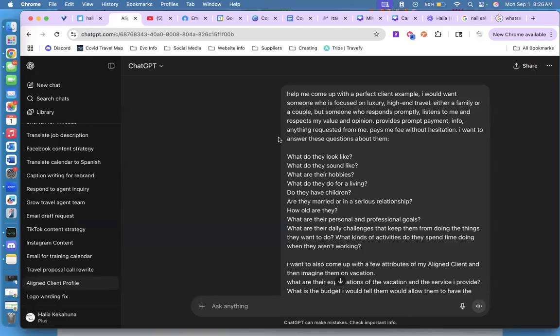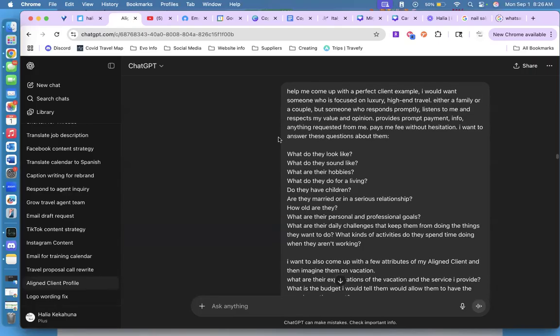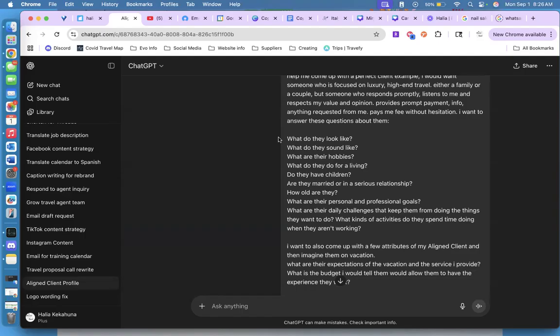So I put, help me come up with a perfect client example. I want someone who is focused on luxury, high-end travel, either a family or a couple, but someone who responds promptly, listens to me, and respects my value and opinion, right? That's what we were talking about before in those key things to look for, right? They provide prompt payment info and anything requested from me. They pay my fee without hesitation because I do charge a fee.